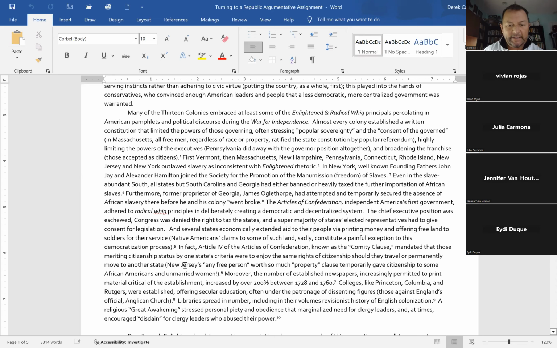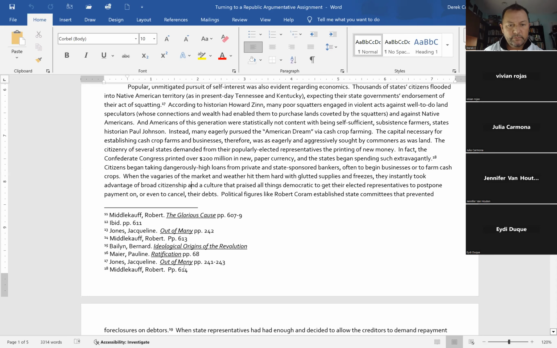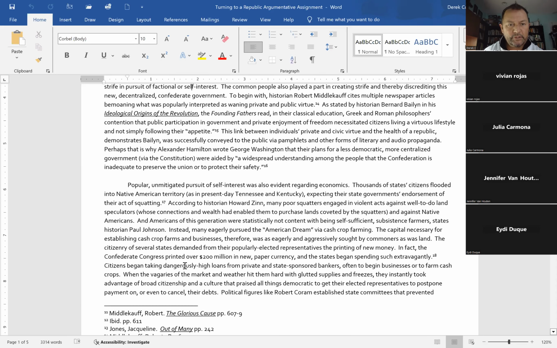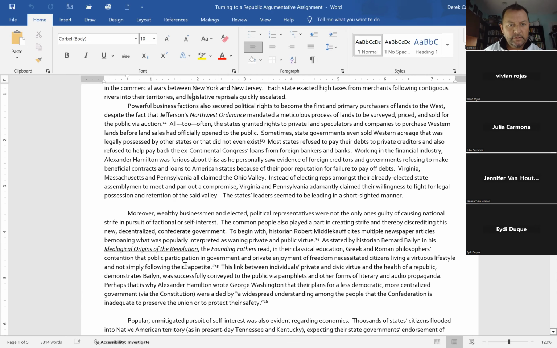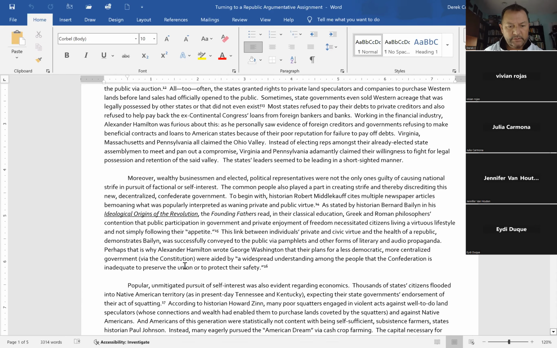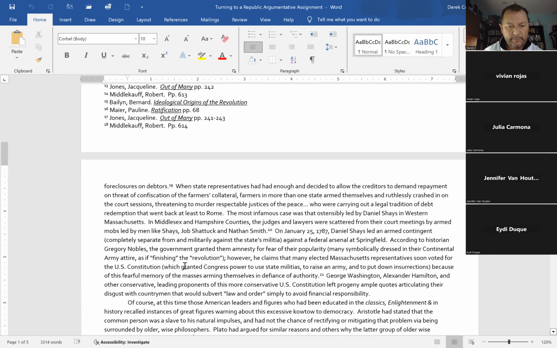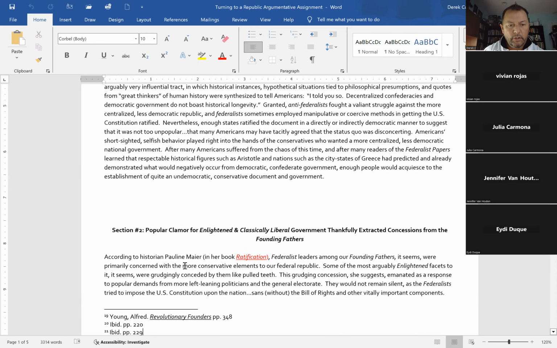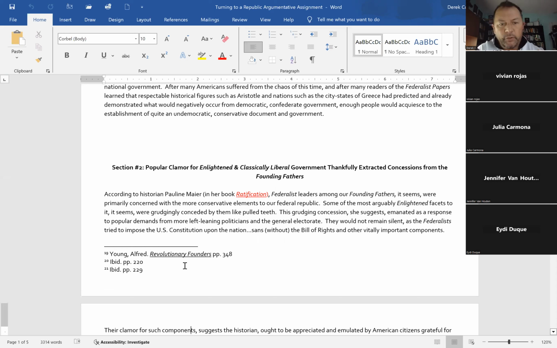And secondly, I want to make sure I didn't pass it. No, this ordinance. Popular clamor for enlightened and classically liberal government thankfully extracted concessions from the founding fathers.